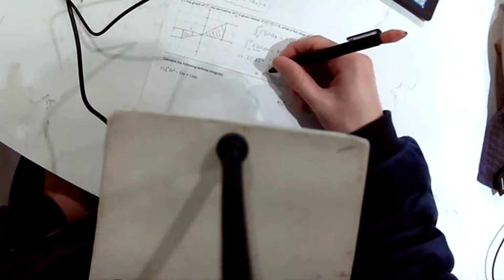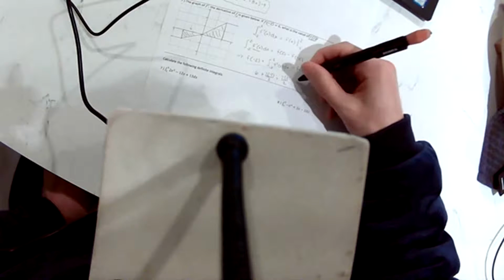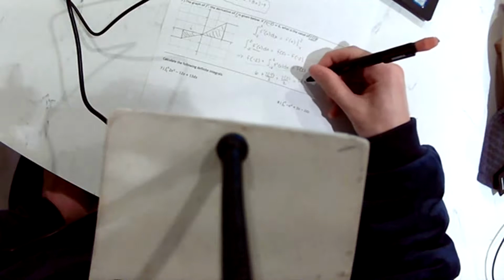Remember that if an area is below the x-axis, it'll be negative. So this has a base of 2 and a height of -1. So that would be 2 times -1 over 2 for the triangle, plus this has a base of 2 and a height of 2. So 2 times 2 over 2. That will equal f of 2.